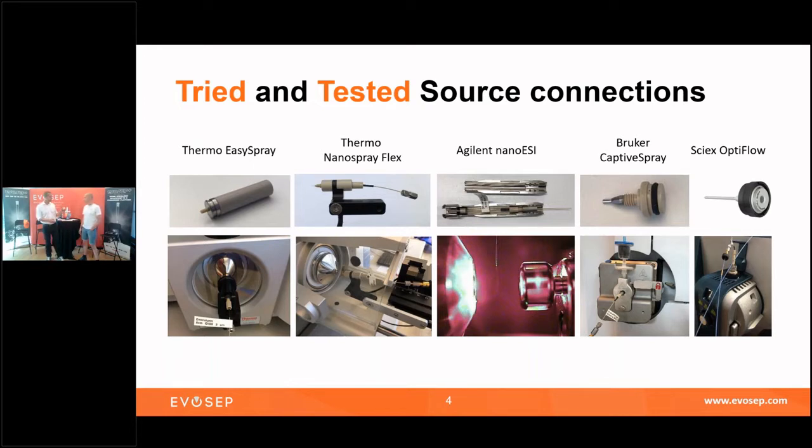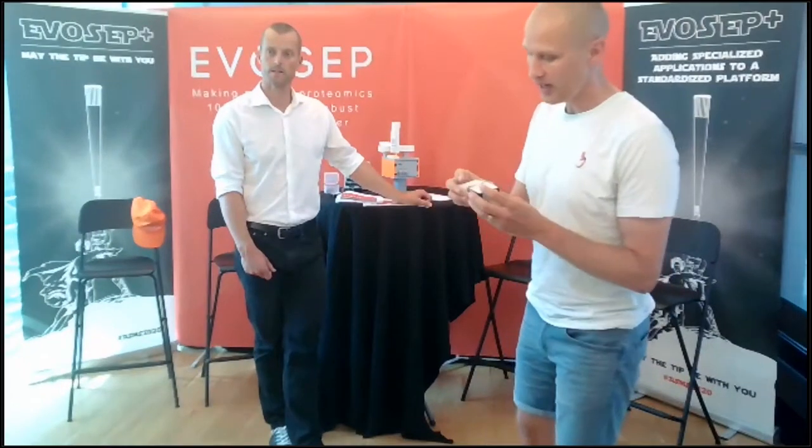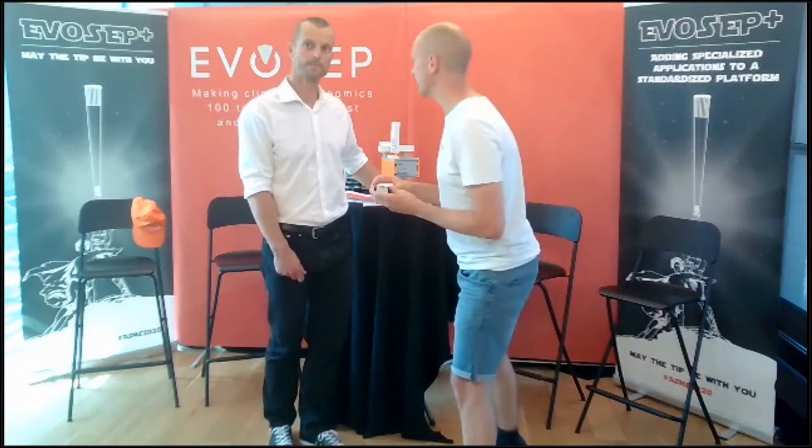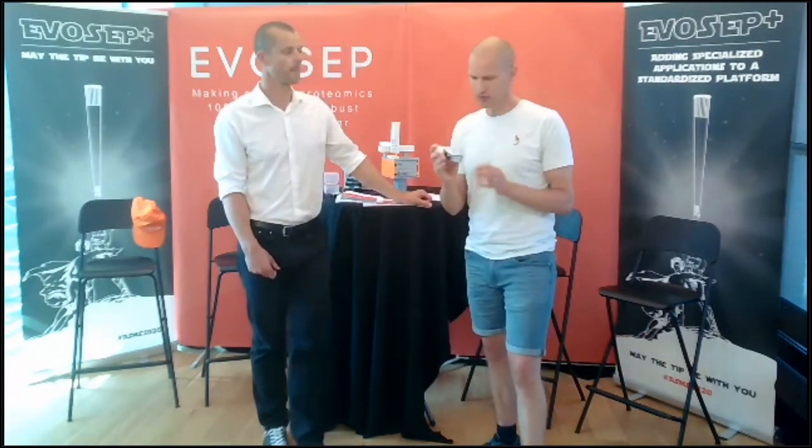So you were fiddling with this before. Yeah. I really like the new extension. This is from the CaptiveSpray for the Bruker source. The original used to have a sort of a bore between the column and the CaptiveSpray emitter. This one, you make a connection directly on the backside of the CaptiveSpray emitter, and it has tremendously gained in terms of chromatographic performance. I don't know if you can see it actually.